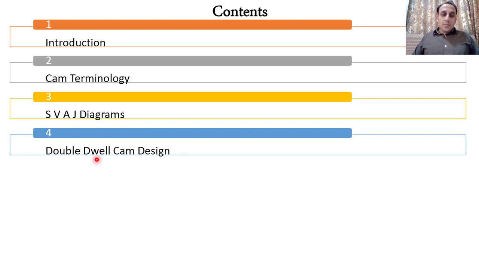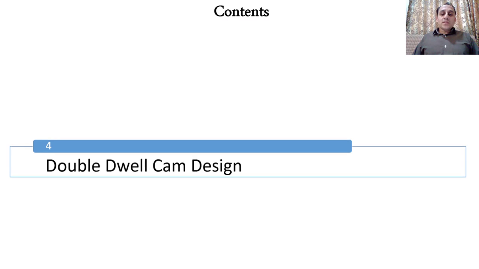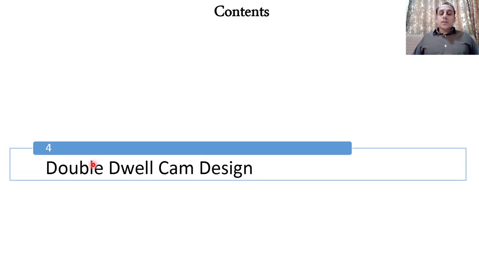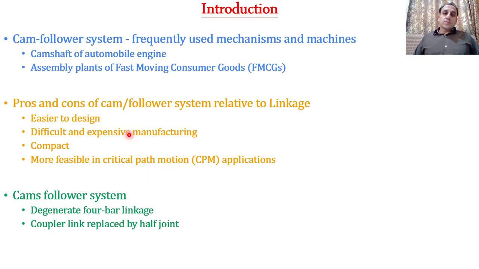So what does this double dwell mean? Double dwell means that during the complete revolution of the cam, the follower will experience dwell two times. So there will be two dwells in the follower against one revolution of the cam. Dwell is always experienced by the follower, whereas the cam is in continuous rotational motion. So we will discuss all of these things in detail in today's lecture.